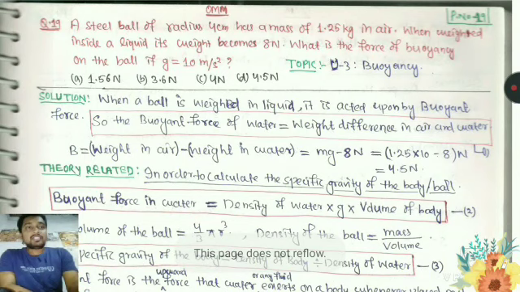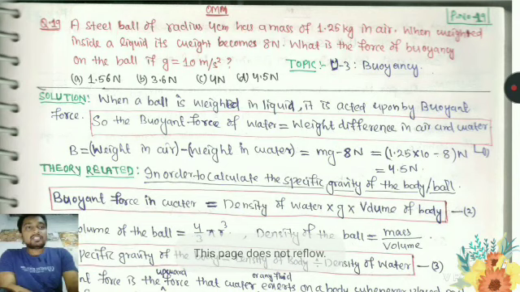19. This is from buoyancy. We know Archimedes' principle, the famous scientist Archimedes. A steel ball of radius 4 cm has a mass given in air, but in liquid its weight changes. The buoyant force of water is the weight difference in air and water. So buoyant force is the weight difference.